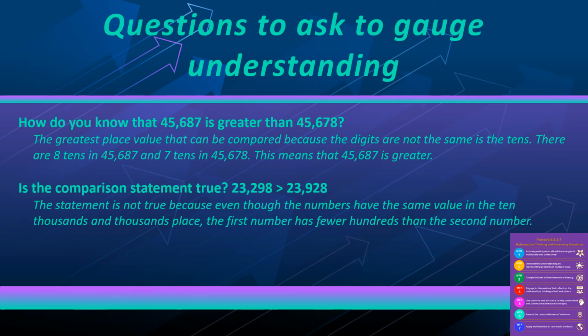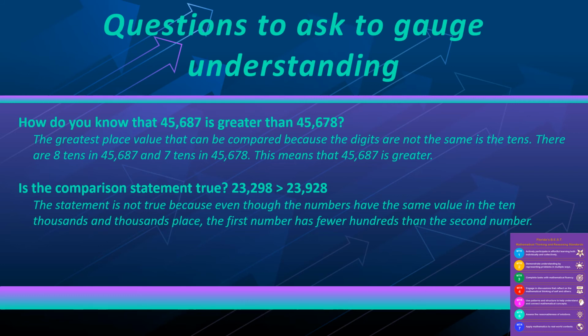So what questions can we ask to gauge student understanding? One question could be, how do you know that 45,687 is greater than 45,678? What we want to hear is students using place value discussion to discuss the strategies they use to compare those two numbers. It could look like I'm starting with the greatest digit and comparing that, but if it's the same, I'm going to go to the next greatest digit and so forth.